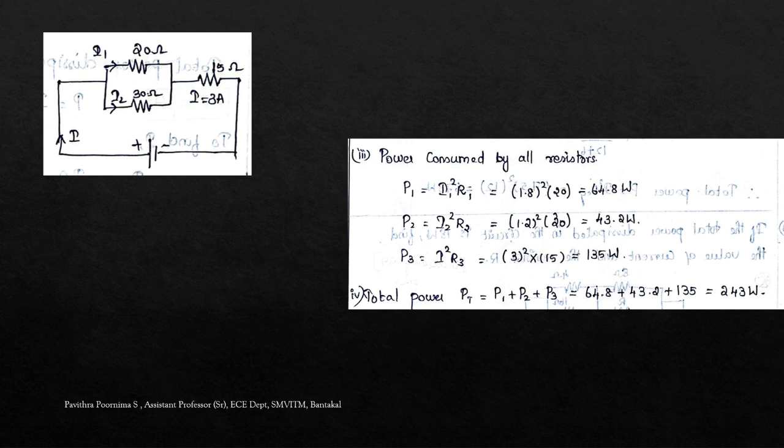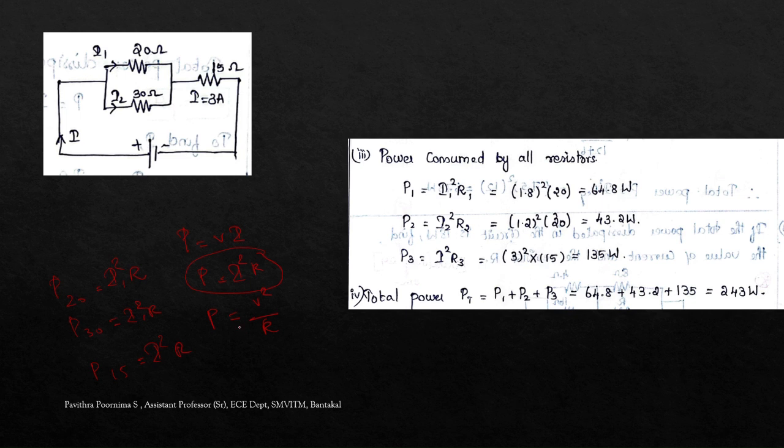Next is the power consumed by all resistors: the power consumed by 20, 30 and 15 ohm. We have the general formulas P equals V into I, P equals I squared into R, and P equals V squared by R. We can use any formula according to the data available. For the power consumed by 20, if we know the current through 20, then we can use I squared R. We know the current through 20, so we use I1 squared into R. Even for P30, I2 squared into R. We also know the current through 15.